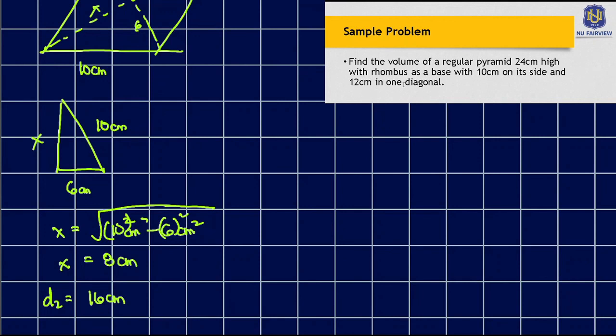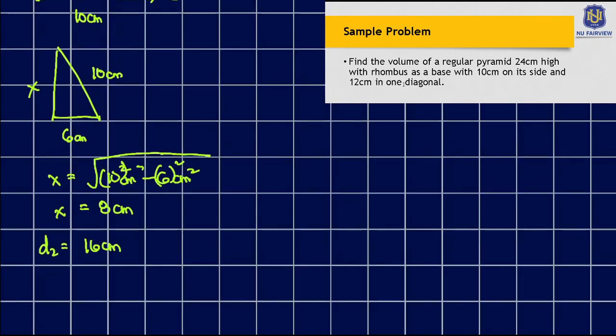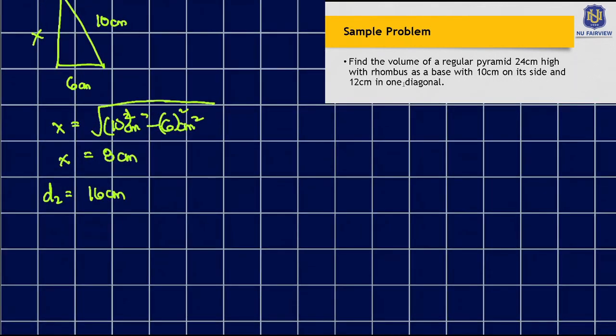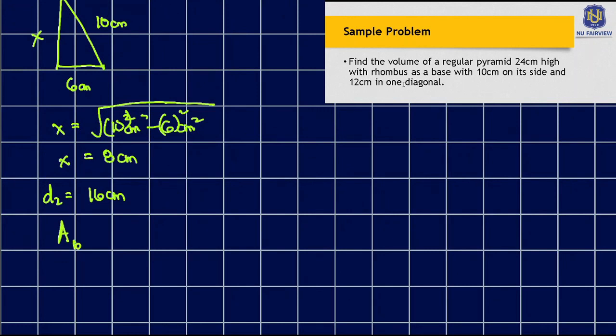Now, makukuha na natin yung area ng base natin na rhombus. So, ano nga ulit formula ng area ng base ng rhombus? So, area ng base is equal to 1/2 D1 D2. So, 1/2, ano nga yung D1 natin? So, yung D1 po natin is 12 cm. At yung D2 natin, it's 16 cm. Now, the answer for that, makukuha natin yung area ng base. That would give us 96 square centimeter.